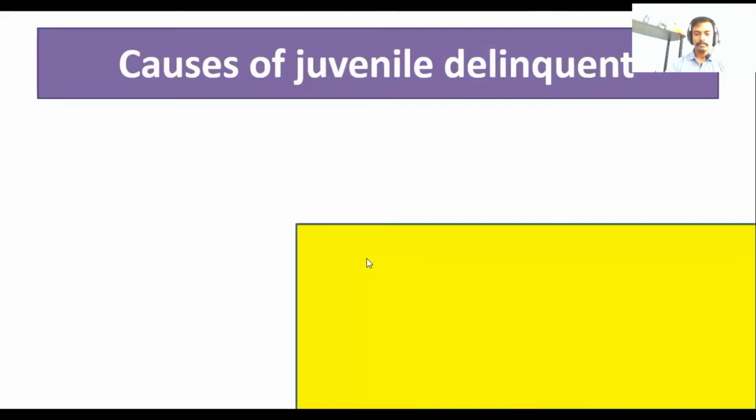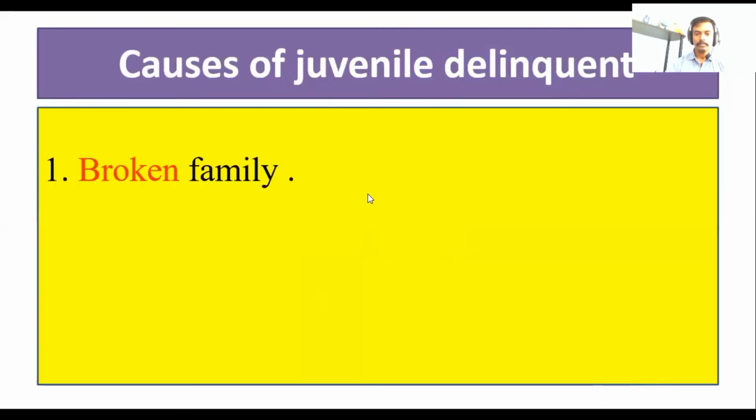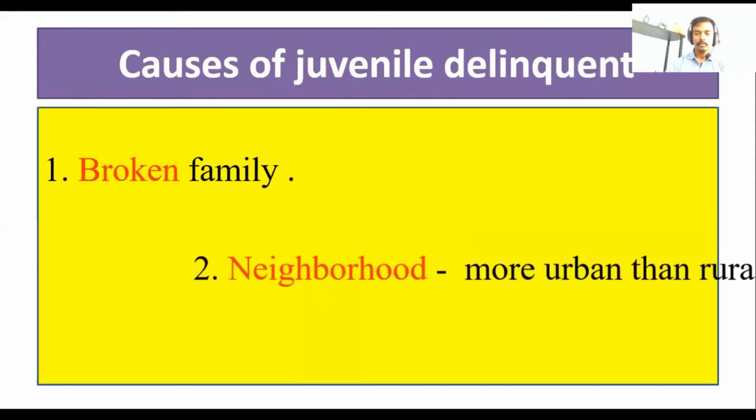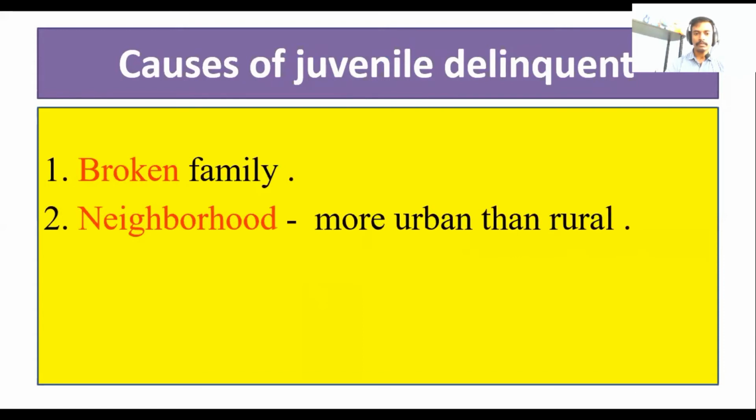Causes: broken family, which means a family disorganized, children may be separated from parents. Second, neighborhood. This issue is mainly in urban settings. The children are together and try to do some crime, organized as well as group.